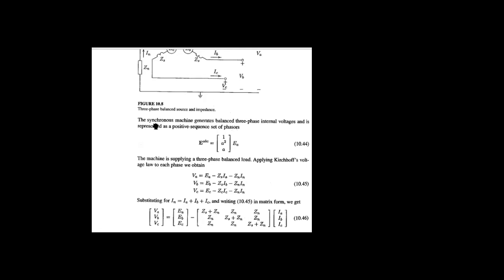Yes, sir. What about the other coefficient? We can also extract the coefficient of IB and IC as well, right? Which will be minus Zn for IB, and minus Zn for IC. So in matrix form, we can write that equation.